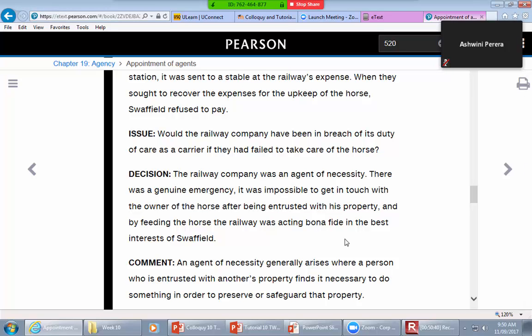So they said there was a genuine emergency. That's the necessity. Okay? Why? It was impossible to get in touch with the owner of the horse. So if I change it and say it's 2017 and there are other ways of getting in touch with them, then that means this argument collapses. It's not a genuine emergency anymore. And they said, by feeding the horse, the railway was acting bona fide in the best interests of Swafield. What's important for our purposes is this idea of genuine emergency. Okay.